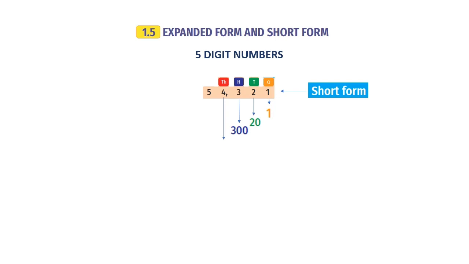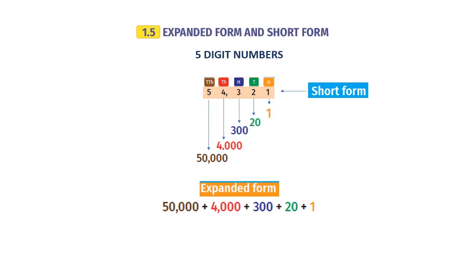Place value of 4 in 1000's position is 4 multiplied by 1000, or 4000. Place value of 5 in 10,000's position is 5 multiplied by 10,000, or 50,000. Expanded form of the number is the place values of all the digits written together in order, as shown.